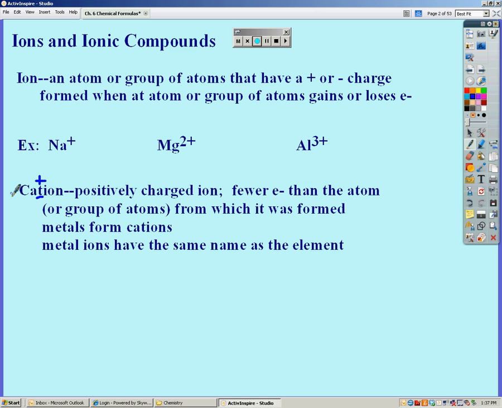The other kind we're going to talk about are anions, which does not have a T, so those are negative. When you name a cation, the name doesn't change much at all. It's the same name as the element. So if I was naming this, I'd still call it sodium, but I would put ion at the end of it. So this is sodium ion, and this one is the magnesium ion, and this is the aluminum ion.